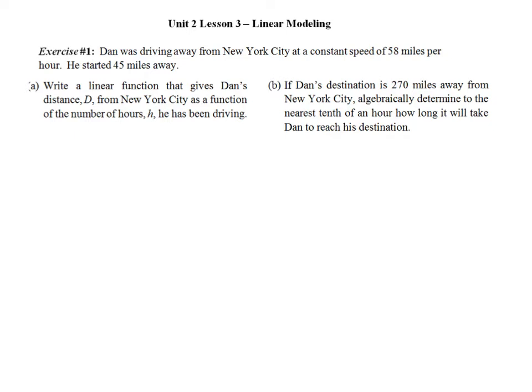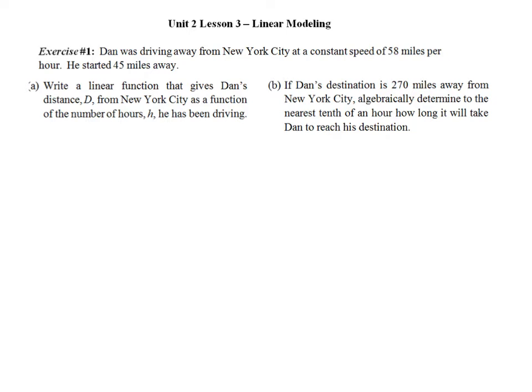Today we're going to explore some linear modeling problems as we look at some application problems. Exercise number 1 says that Dan has been driving away from New York City at a constant speed of 58 miles per hour. We know that he started 45 miles away.